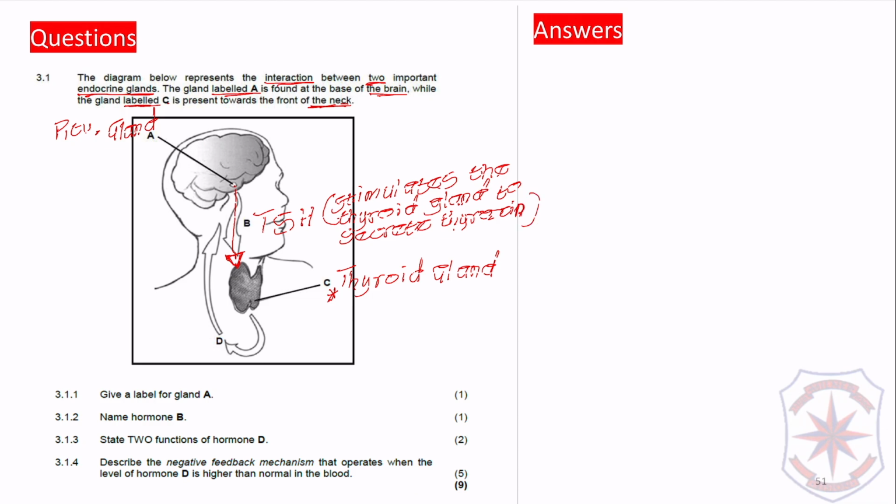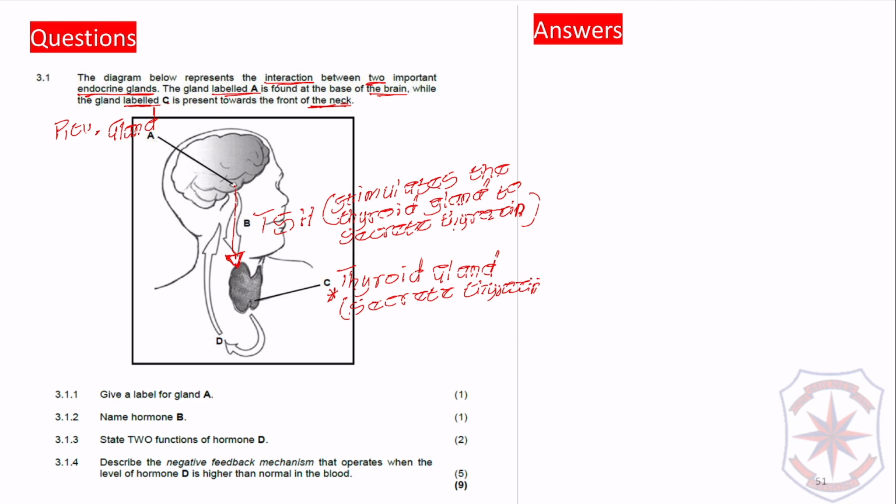Stimulates the thyroid gland to secrete thyroxin. Okay, guys? Now, what is the function of the thyroid gland? The thyroid gland secretes thyroxin.